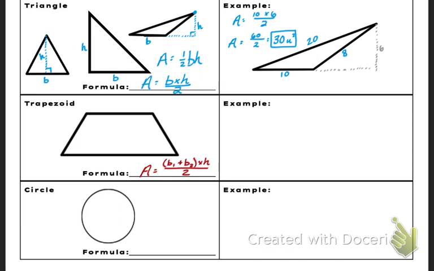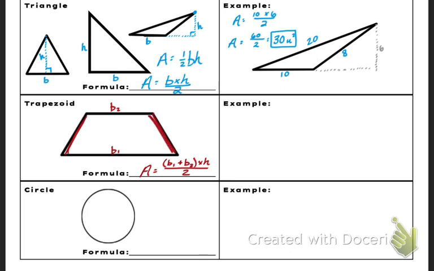Base 1 plus base 2 times the height and divide by 2. When we label this, we've got base 1, we've got base 2. This is kind of the funky thing about trapezoids. They have two bases. They have a top and a bottom. Those bases are always going to be parallel to each other. And then there's going to be two other sides that are not parallel.